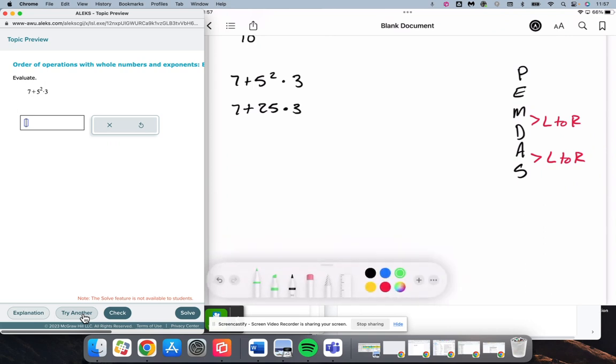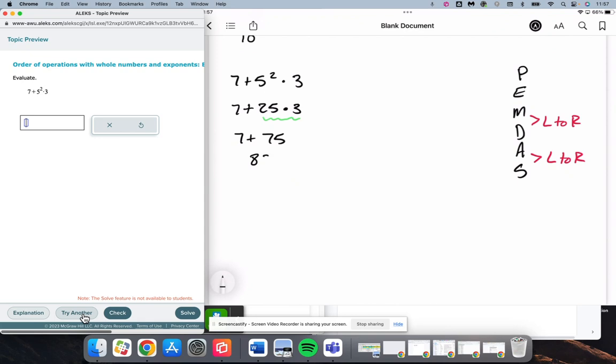We look for, now that exponents are gone, multiplication or division. We have some right there. We've got 7 plus 25 times 3 is 75. And 7 plus 75 is 82.